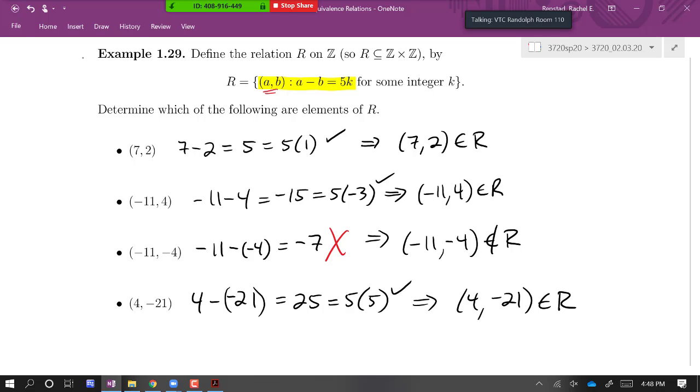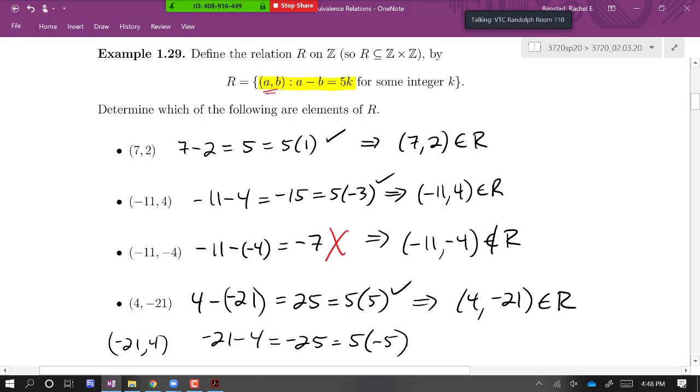Do you think negative 21 is related to 4? What happens when you reverse the order of subtraction? It still works out negative. It won't work out for all of them. Well, if we do negative 21 minus 4, we just get negative 25, right? So that's 5 times negative 5. That works. You said it might not work out for all of them, and then you said maybe it will. What do we think?